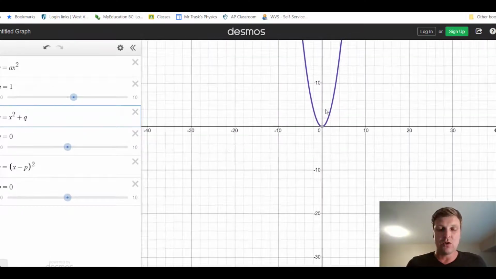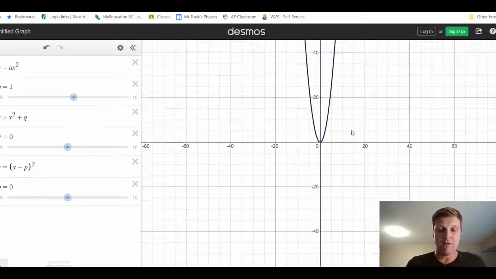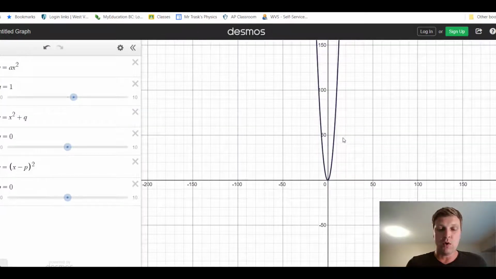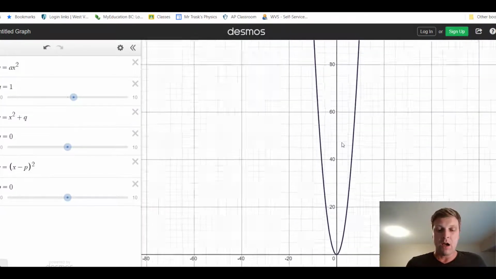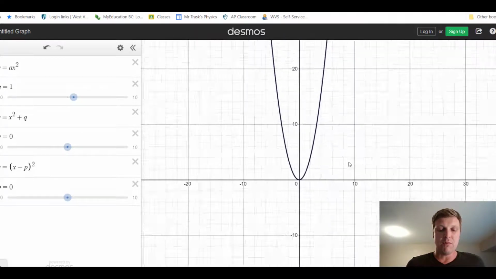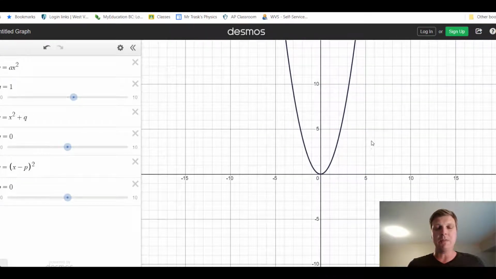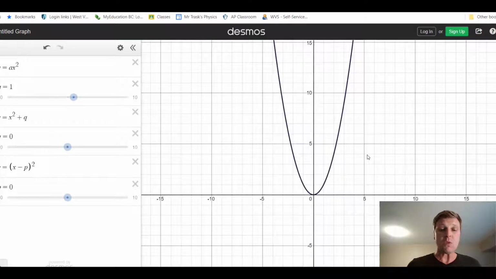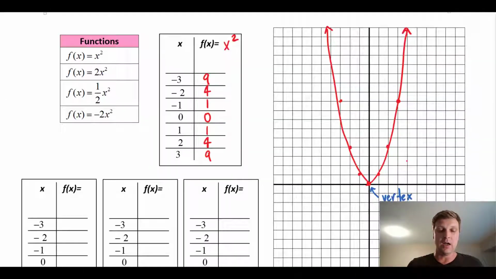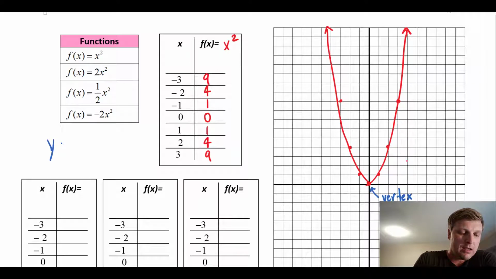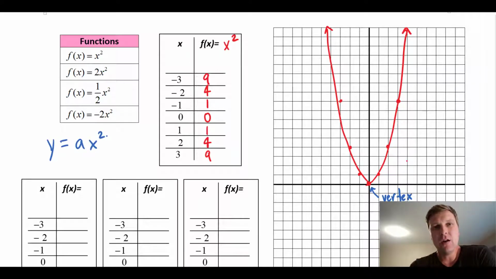No matter how far we zoom out, we're always going to have this parabolic shape going on forever. Okay, so that's our basic form of a parabola. And what we're going to look at is what happens to this function as we start to manipulate it in different ways. So we're first looking at different versions of y equals ax squared, where a is any constant.